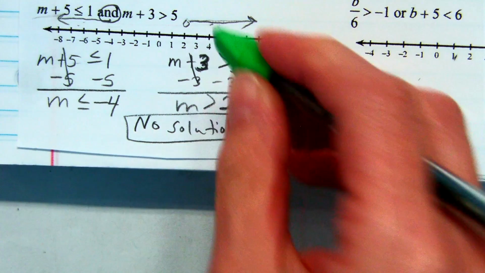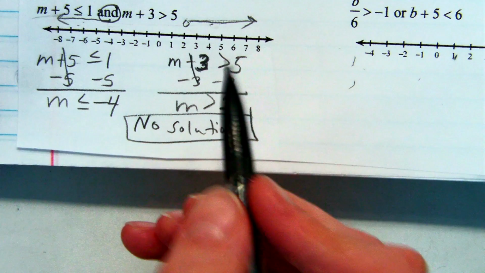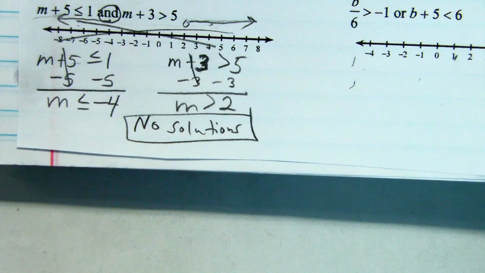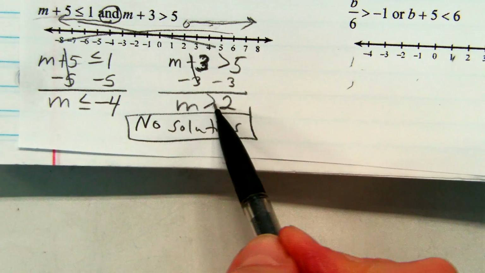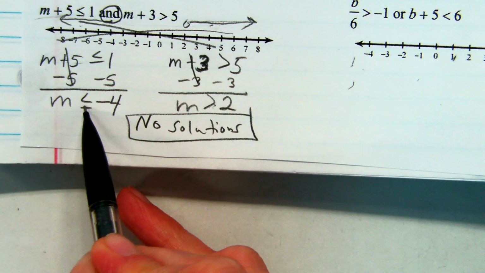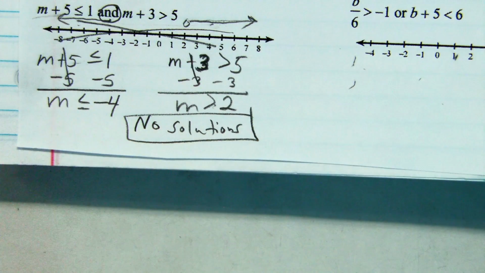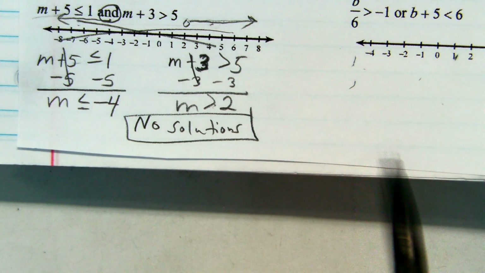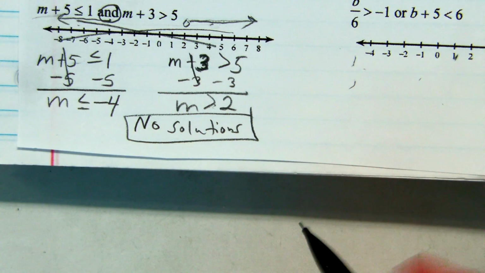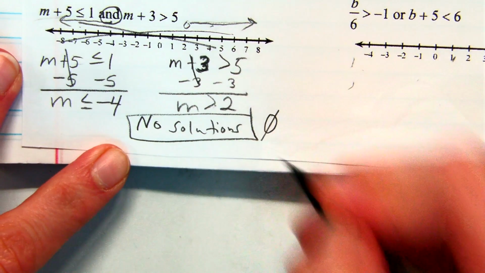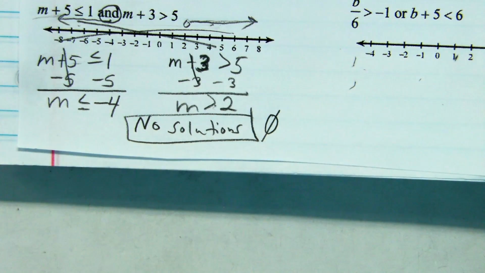Okay, so technically that's not my graph at all. There is no graph. You could X out the graph because there is no solution. Because there are no numbers that are bigger than 2 and smaller than negative 4 at the same time. It just doesn't happen. And so if you get one of those, you just write no solutions, or you can do the little null set sign that I showed you guys before.